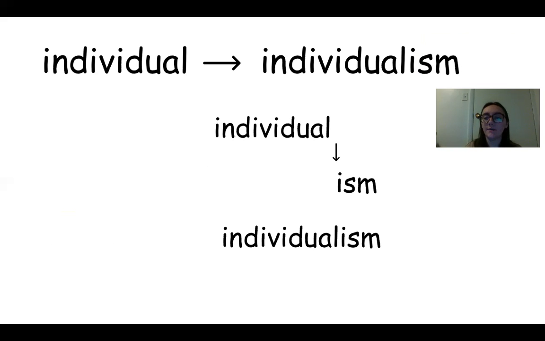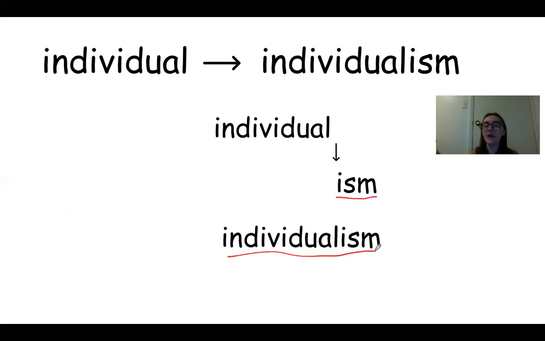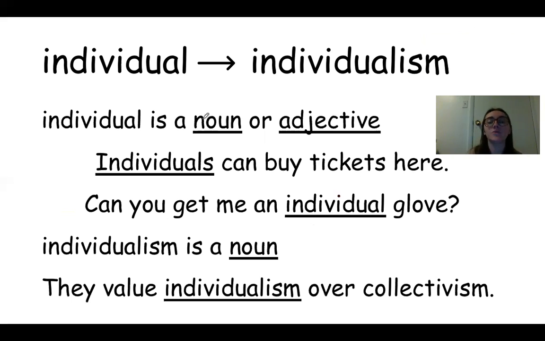The next one that we're going to talk about is individual, right? We use this word, and individualism. Individual, you add ISM, and it turns into individualism. Now it is a different word. Individual can be used as a noun or adjective. Individuals can buy tickets here. So this is being used as a noun, right? They're being used as a subject. But you can also use it as an adjective to describe something. Can you get me an individual glove? It means that you only want one glove, right? Single or a separate one.